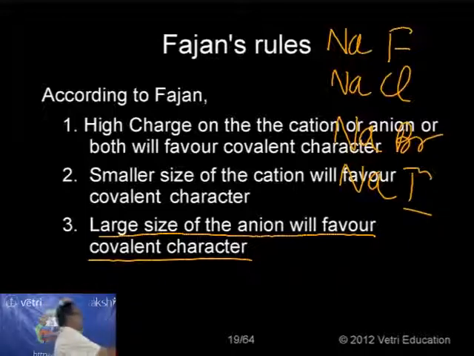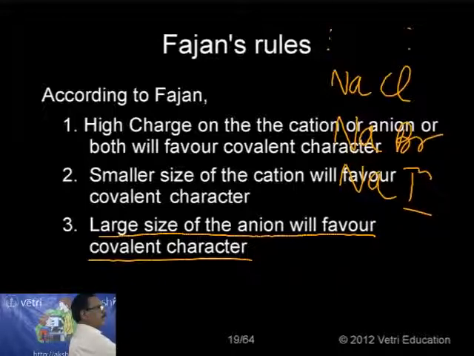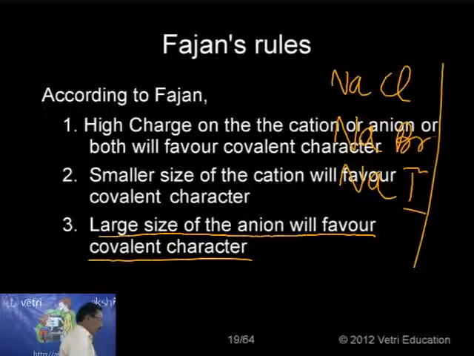Because of the electron affinity anomaly, I will remove sodium fluoride. Let me compare sodium chloride, sodium bromide and sodium iodide. Let me explain how, using the third Fajans' rule: larger size of the anion.